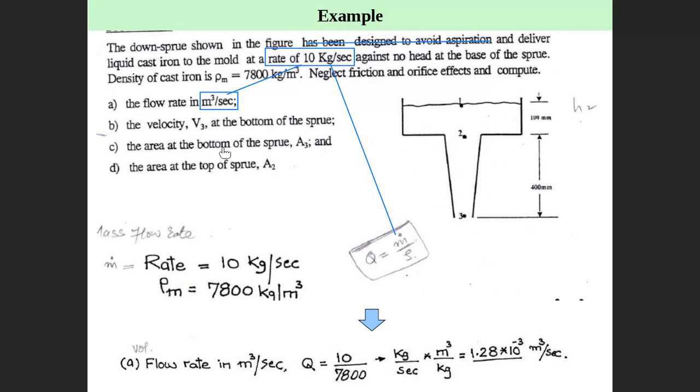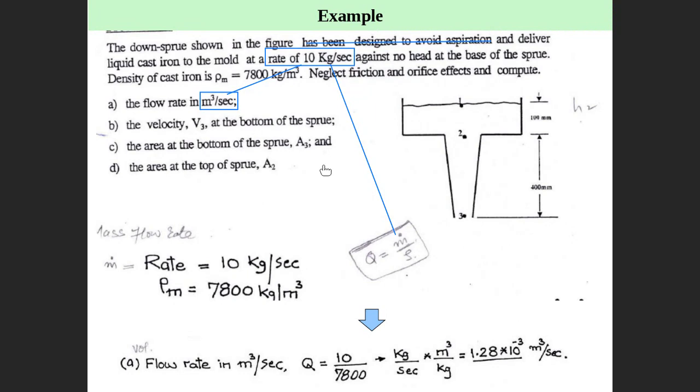Next, what is the area here? Area 3. What is the area 3? Actually, we know the flow rate Q. Flow rate is given. This is constant all the way. As long as we know Q, then V3 times A3 equal to Q. We know V3 and we know Q, then we get A3.